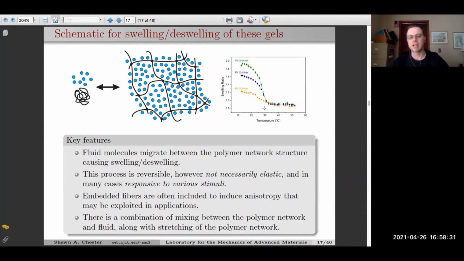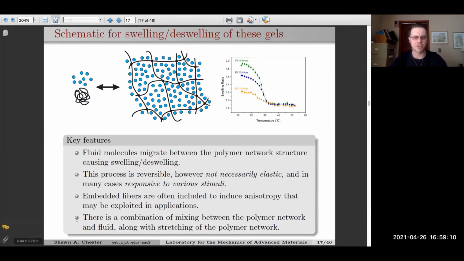So the key features there, so the fluid migrates in, it does not destroy anything. It's going to be reversible. The swelling and deswelling is reversible, but the material can be viscous, right? It does not have to be elastic material. The swelling and deswelling is reversible. I've not really shown it here, but I talked about the soft robotics earlier on. Most soft robotics will have embedded fibers to induce anisotropy and make deformations the way that we want them to be. So our model is going to include embedded fibers.